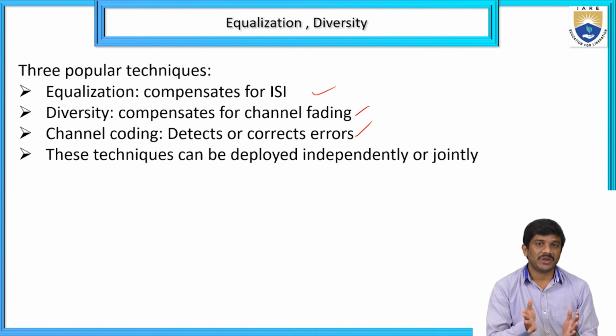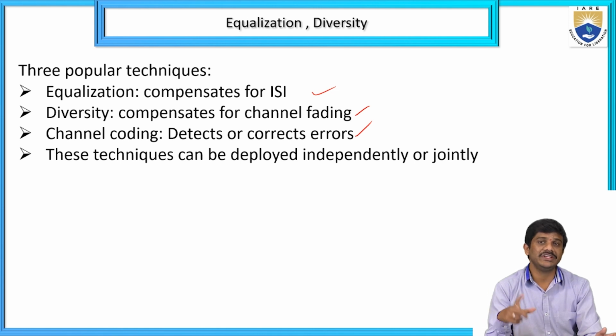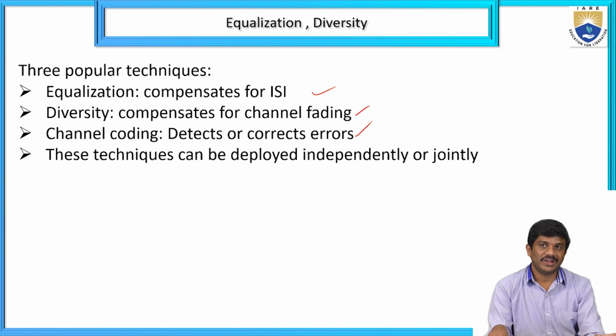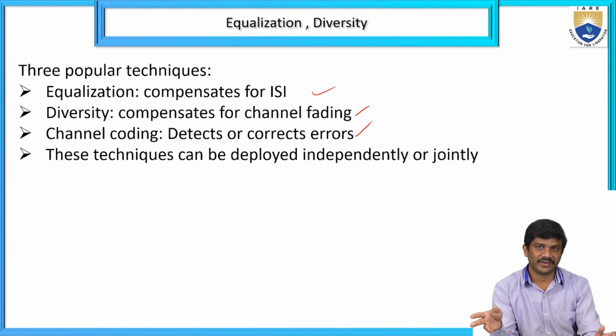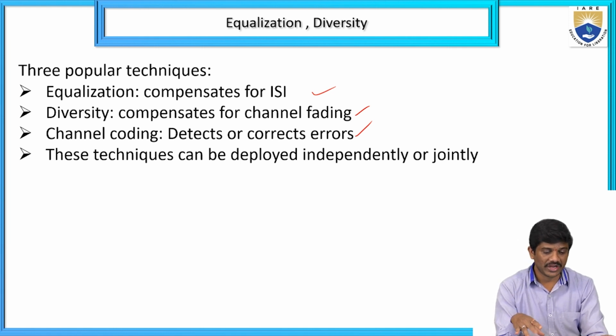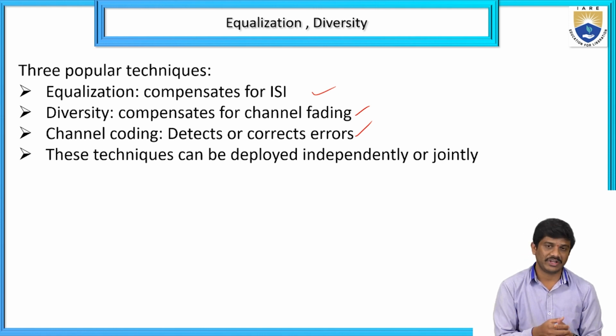Okay, sometimes we can use equalization, sometimes we can independently go with diversity, sometimes we can go with channel coding, but sometimes we can combine these three techniques for improving the link performance. Equalization compensates the intersymbol interference, diversity compensates the channel fading, and channel coding detects and corrects the errors. In channel coding we add some redundant bits, which improves the link performance.